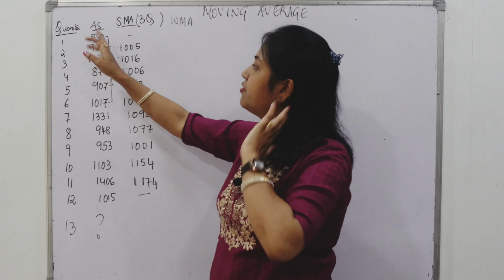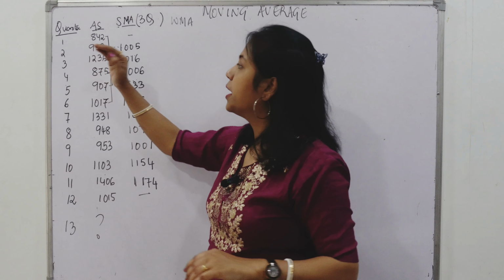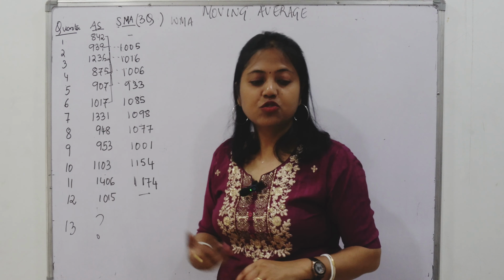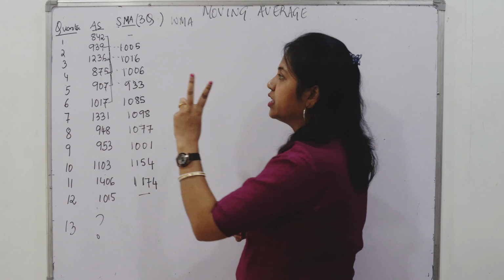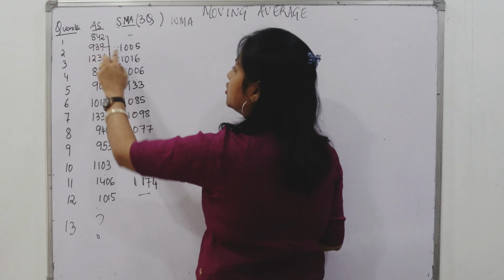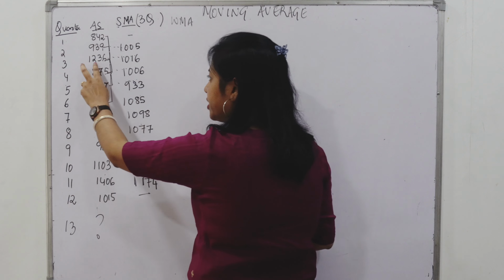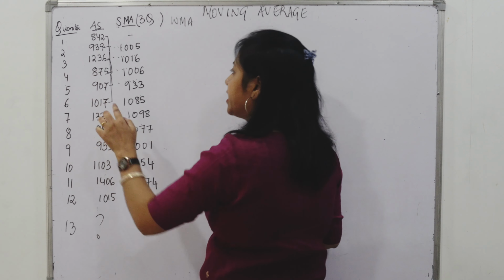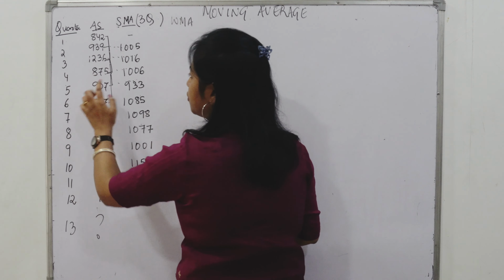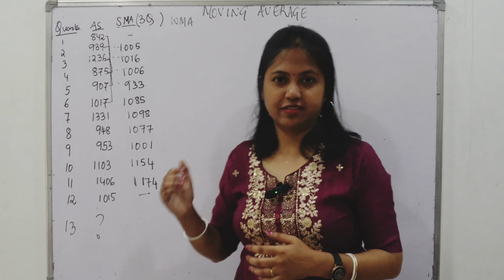So that's why we will give less weightage to the old data and more weightage to the new data. In this case, we will assign weightages 1, 2, 3. 1 will be given to the first, 2 to the second, 3 to the third. Again, this will be 1, 2, 3. Again, 1, 2, 3. So how will we compute? Let's see.